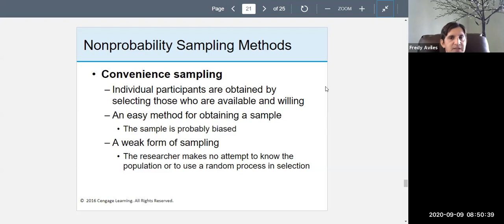Convenience sampling is basically where you get your participants, and they're going to be whoever's willing to participate, whoever's available. And this is what you guys are going to do. You're going to design a survey, most likely, hopefully. And who's going to be in your survey? You're going to ask your friends, your family members, people you know, or your classmates.